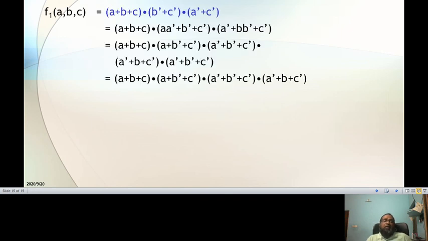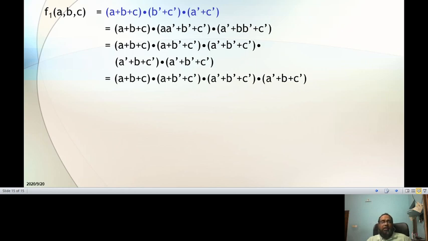Similarly, take another one which is in POS form. Here also this is not in the standard canonical form, because a is missing in the second term and b is missing in the third term. So here you have to add a times a bar where a is missing. Adding a 0 will not change the value, since a a bar is 0. So you add it in the second term, and b b bar in the third term, and then expand. Finally, you will get the standard canonical form.